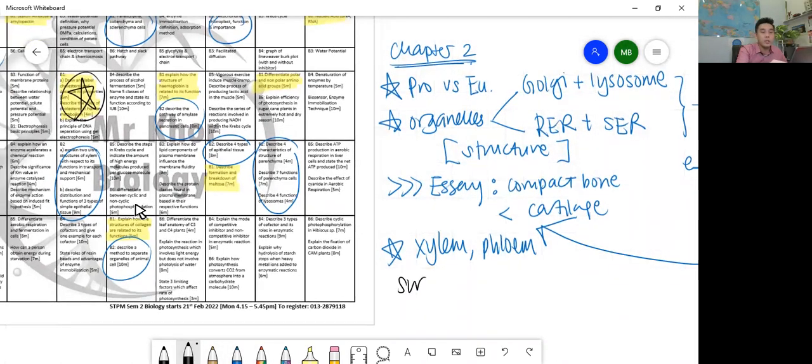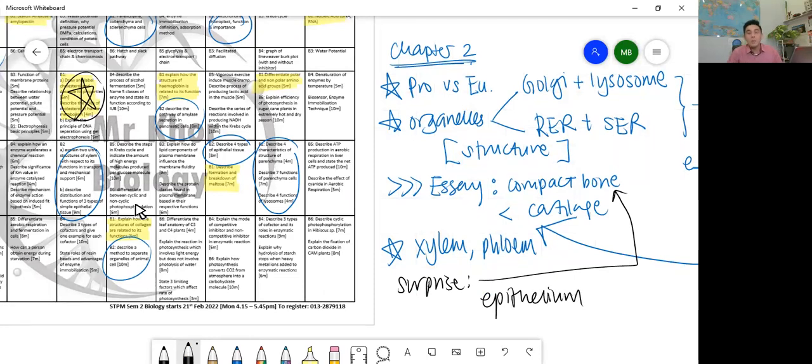Okay. And in terms of surprise question, I would say that I categorize compact bone as a surprise question, because no one really expects that to come out. Okay, if compact bone, epithelium still can ask. Epithelium still can ask the few types. Make sure you go through, although it came out before, 3 years ago.